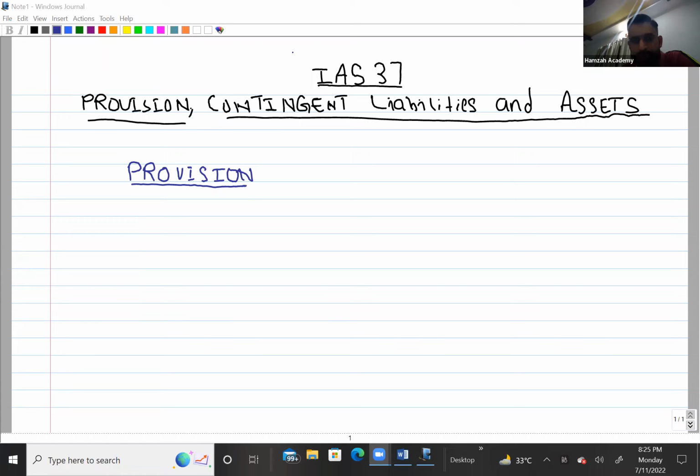Okay, very close. Anyone more precisely? Cost that we expect to incur, I would not go with this. Anyone who can tell me very precisely, because this is not a new standard for you. We have studied this standard at F7, at FR level. What have you studied about provision?